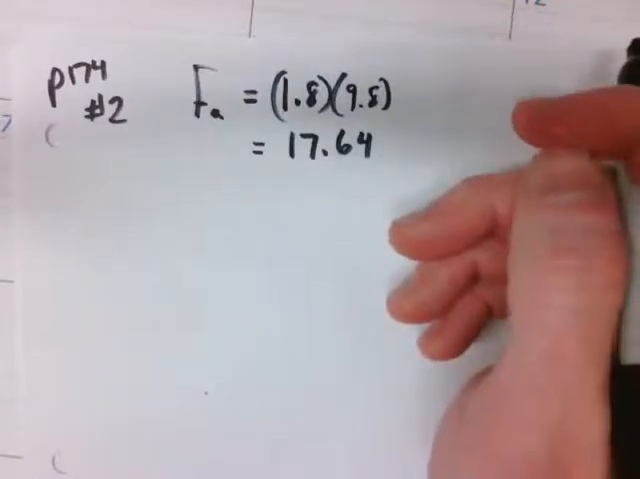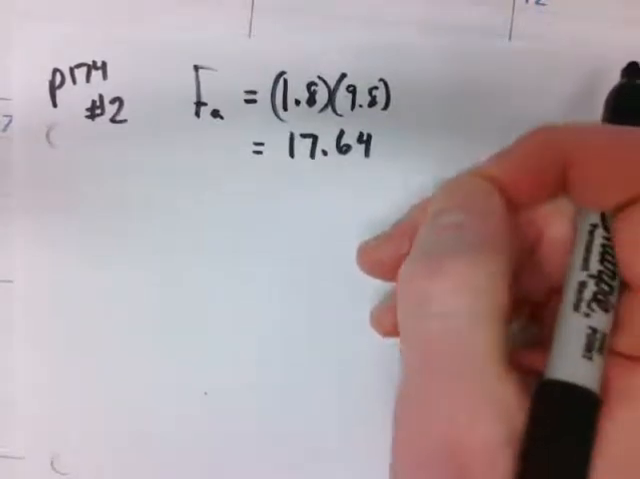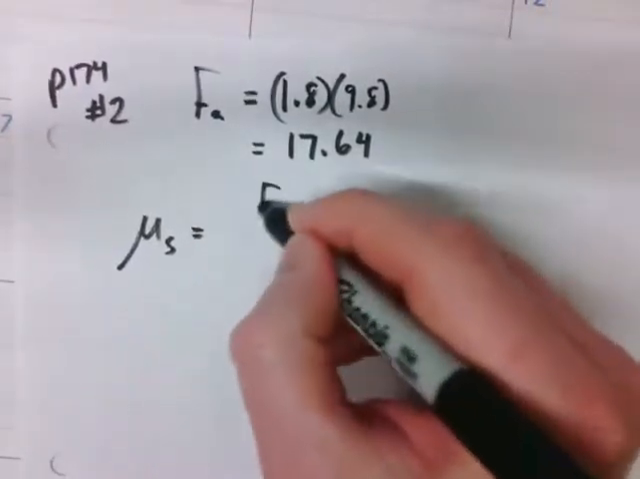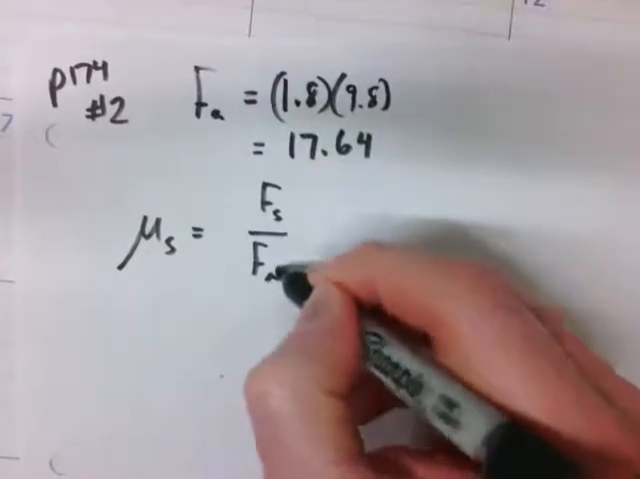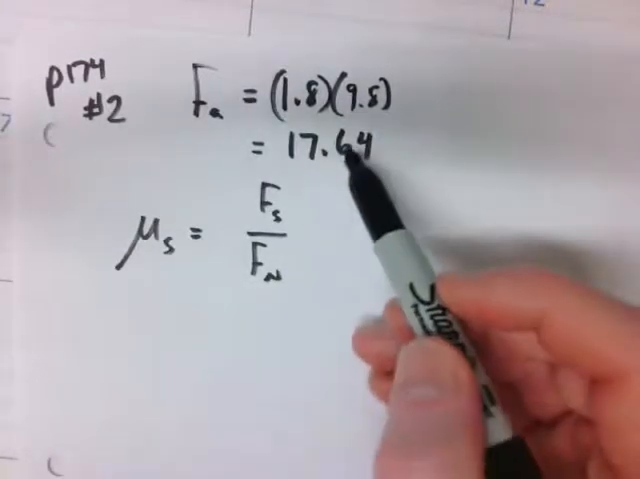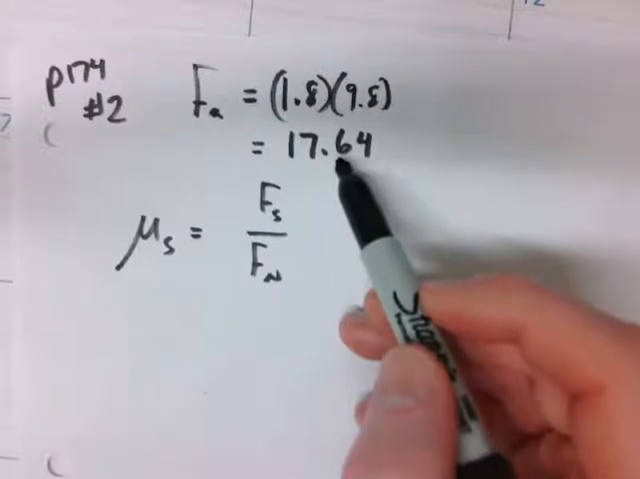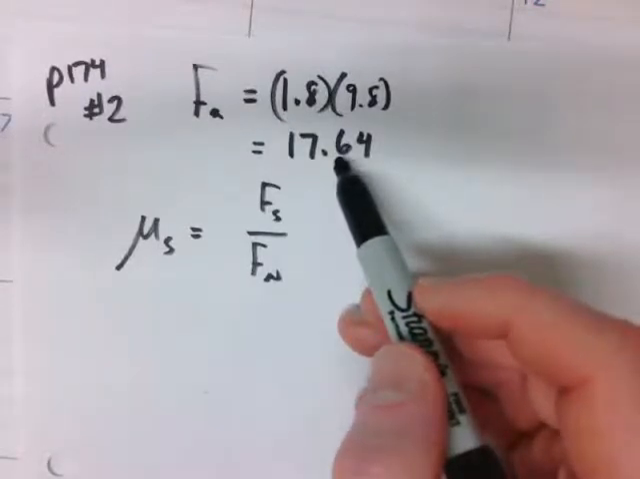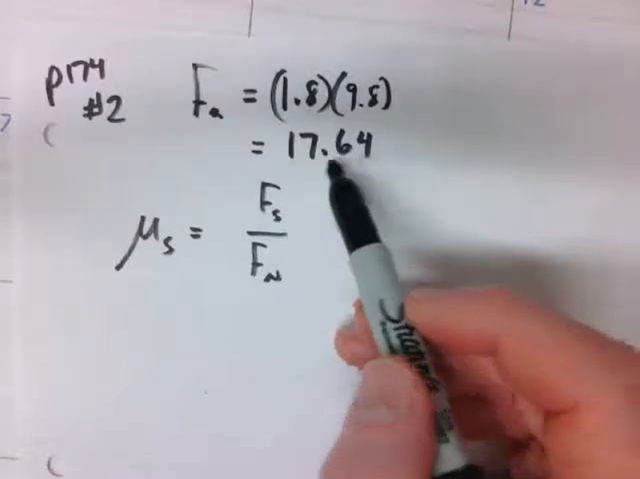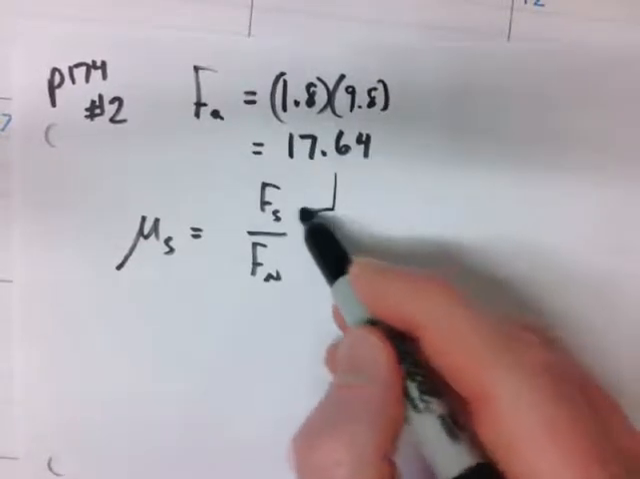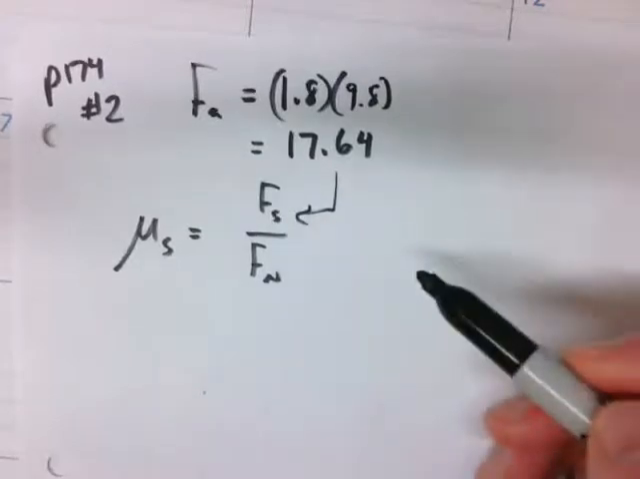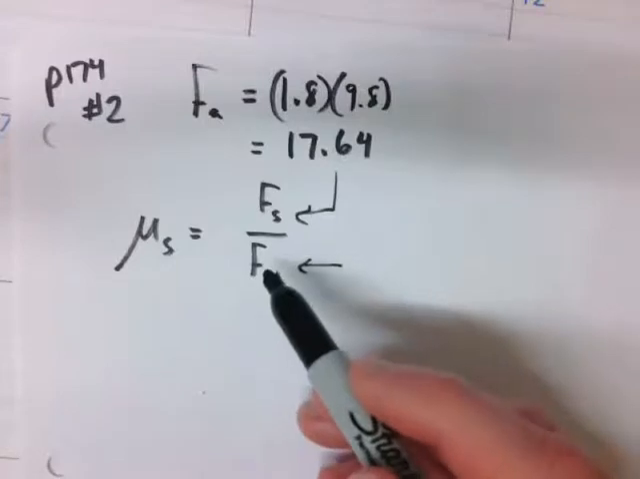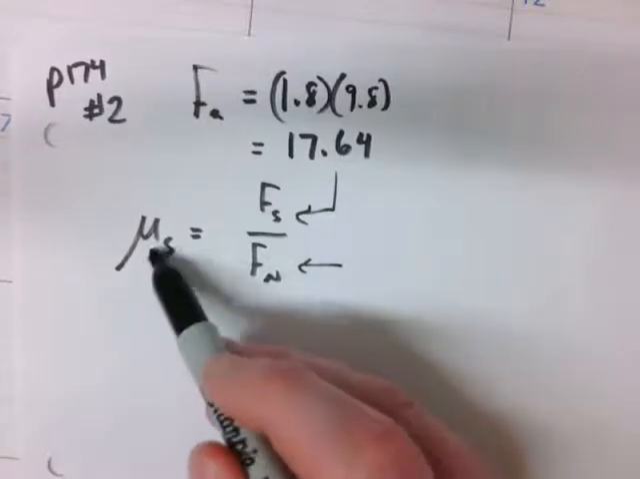And what's the question again? Calculate the coefficient of static friction between the block of wood and the table. Okay, so mu s equals Fs over Fn. 17.64 is the maximum amount of force, so that's going to be our Fs. We can figure out Fn based on the bigger block and gravity.